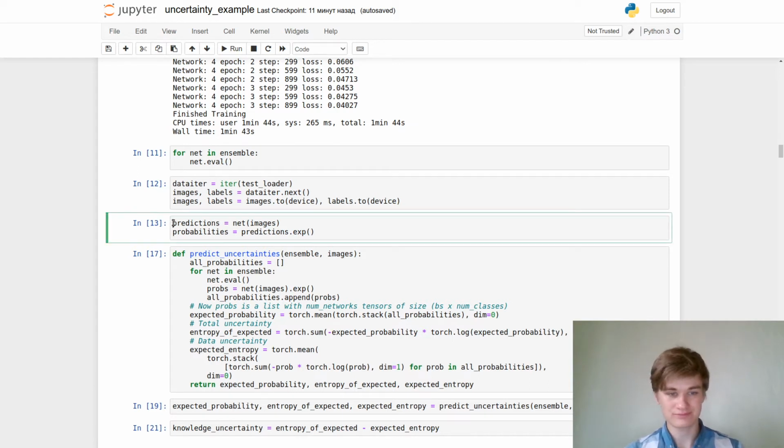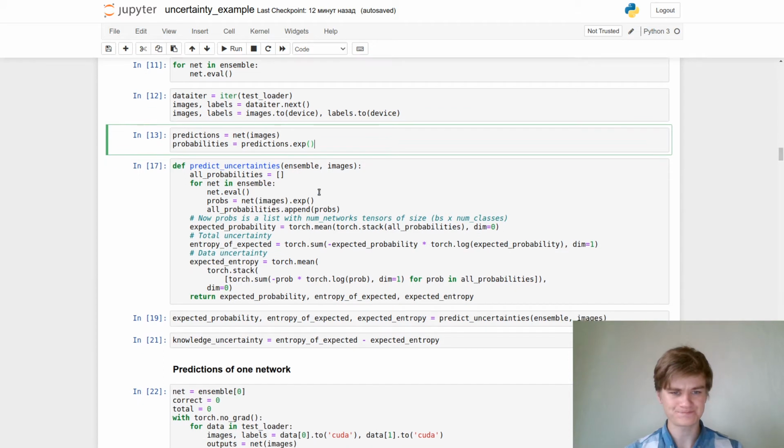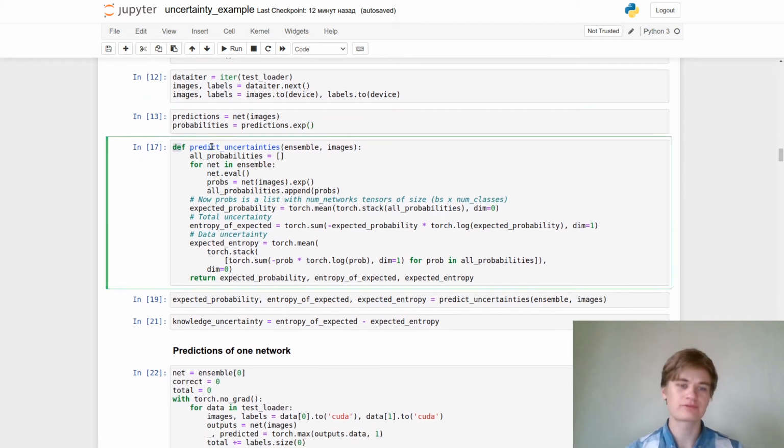Yes, that's how we will predict our probabilities. We just take predictions and apply exponent function. Let's go through this function called predict uncertainties. Here we have a list of probabilities for our predictions. For some images we put them inside. We put in this function.